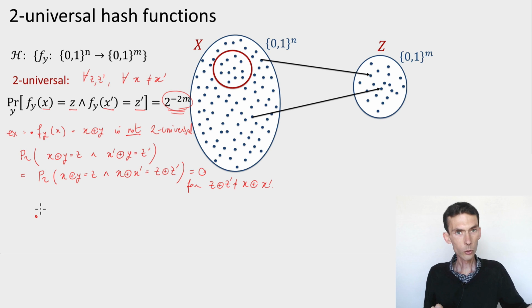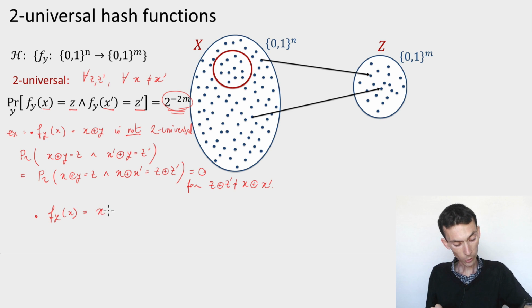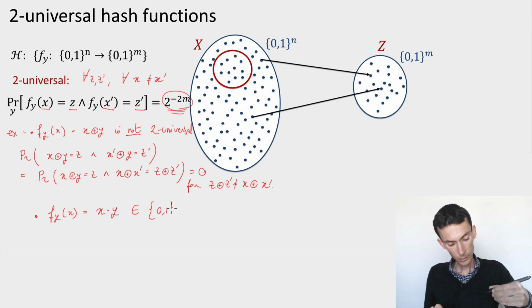Here's an example of a two universal family that we've seen before. Instead, I'm going to take f_y of x, instead of the bit by bit parity, I'm going to take the inner product. So now that's a single bit in {0, 1}.